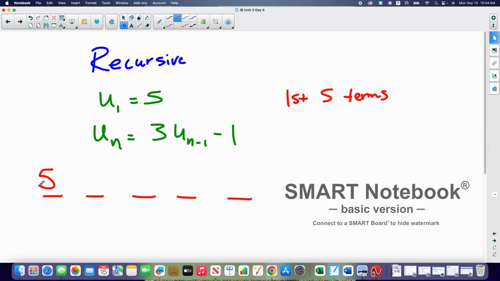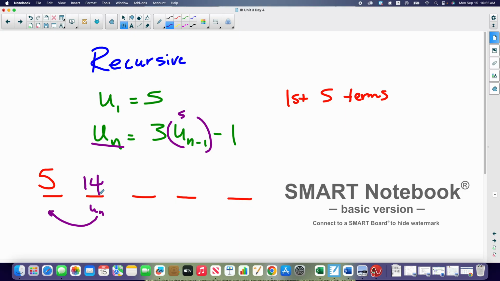Okay? To find the next term, to find Un, so we're going to say this is Un right here. To find Un, what does it say? 3 times what? What's Un minus 1? The previous term. That's what that means. To find Un, I'm going to do 3 times the previous term minus 1. So what's the previous term? 5. So I'm going to go 3 times 5, which is 15, minus 1 is 14. That's the second term.